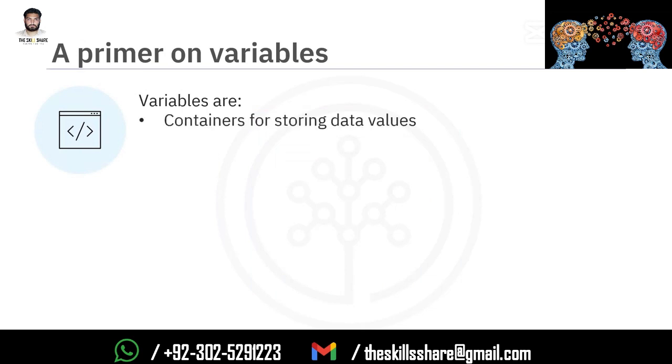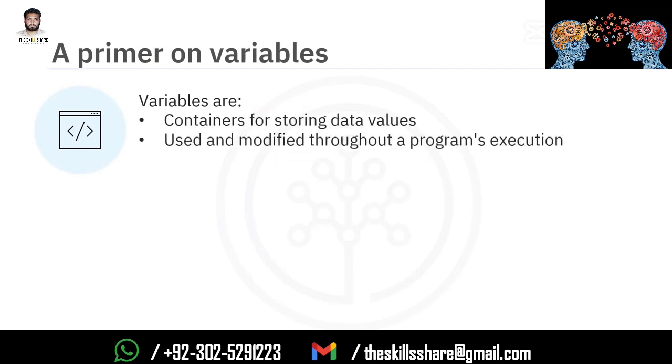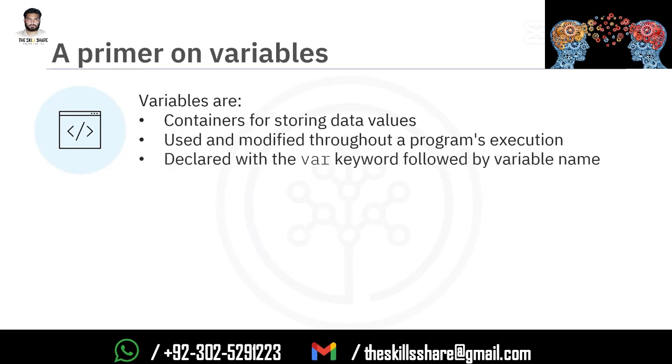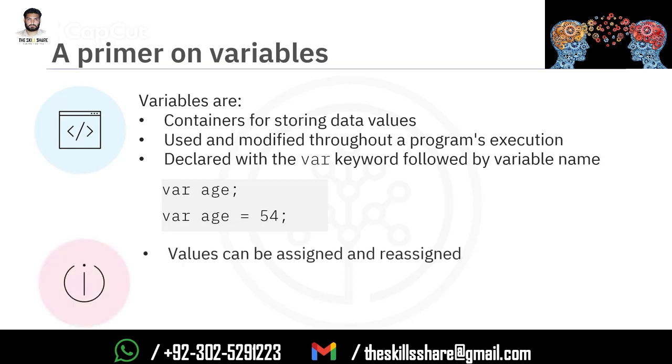Variables are containers for storing data values, which can be used and modified throughout a program's execution. Variables in JavaScript are declared with the var keyword, followed by the variable name, as in the example var age. Variables can also be declared and initialized in one step, as in the example var age equals 54. You can assign a value to the variable at a later time or reassign the value of a variable.